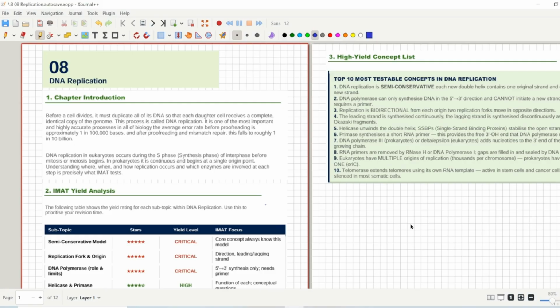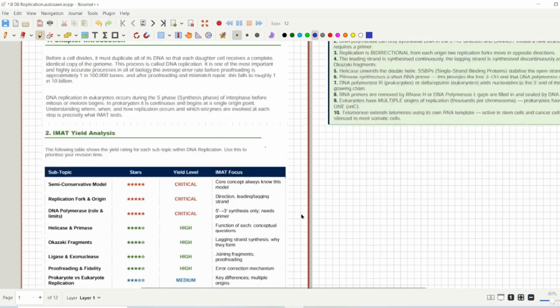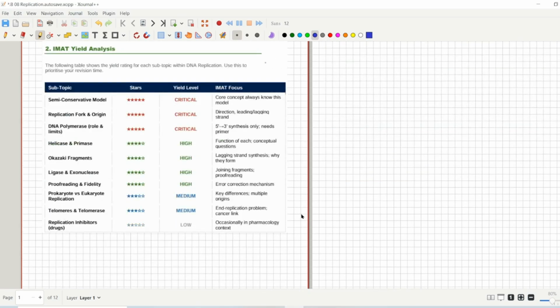by visualization. So in this lecture we will try to visualize this concept with as many diagrams as we can. We will look at this process from as many angles as we can. We will discuss the semi-conservative model, the whole steps of replication, and all the enzymes that are involved in DNA replication, and we will not leave any topic that is related to IMAT.